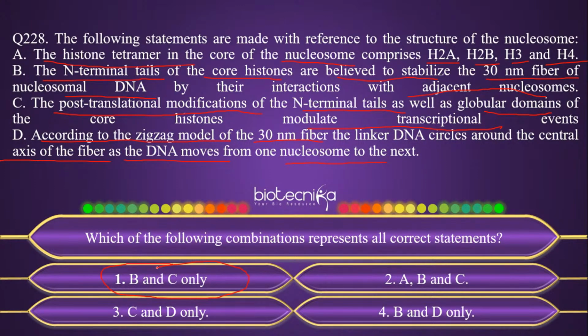Right? That means, is it a tetramer? Do you think so? This is supposed to be a tetramer formed between H2A, H2B, H3 and H4. Do you think it's a tetramer? How can that be possible? That is not a tetramer, right? And the last one is with respect to the zigzag model. So let's find out why B and C is the correct option.